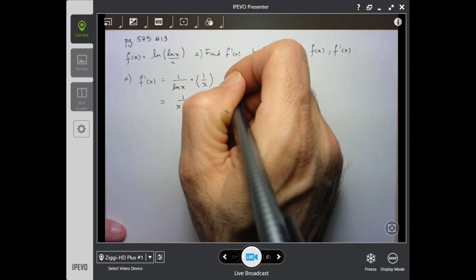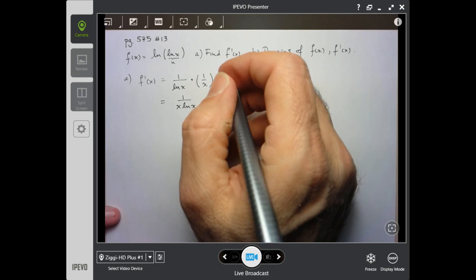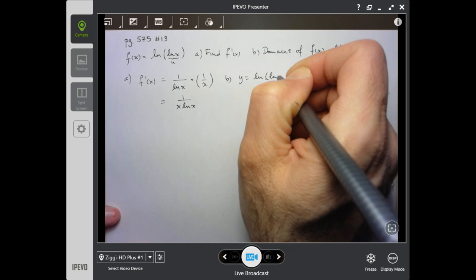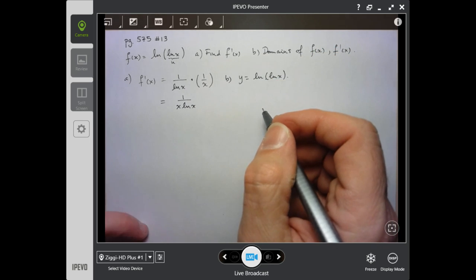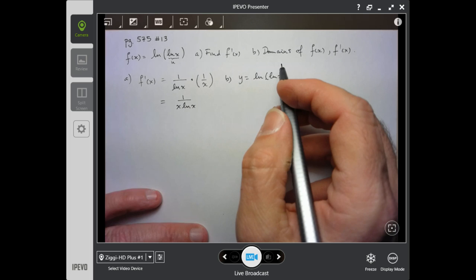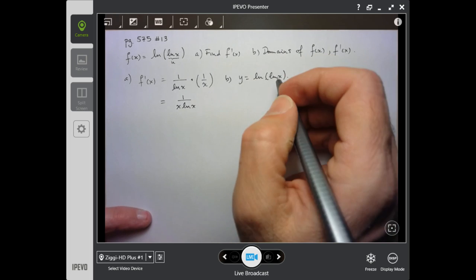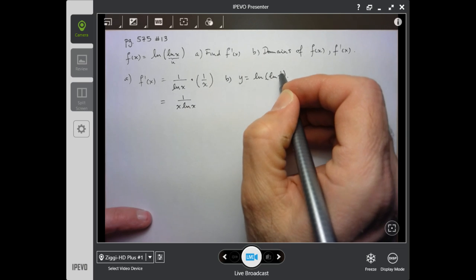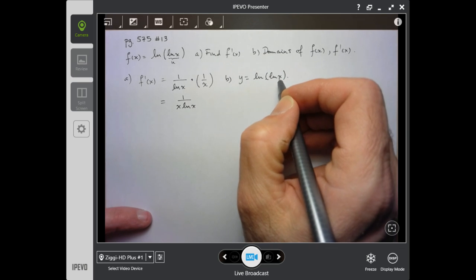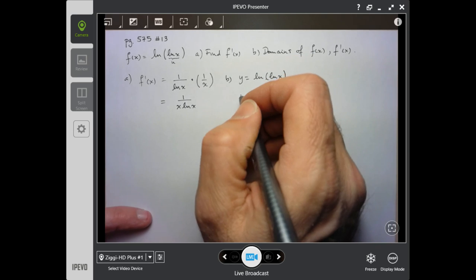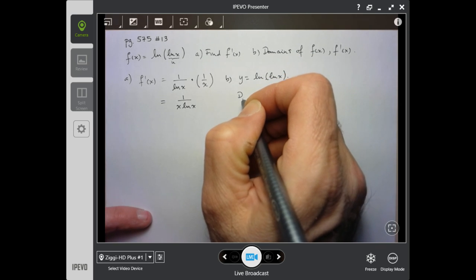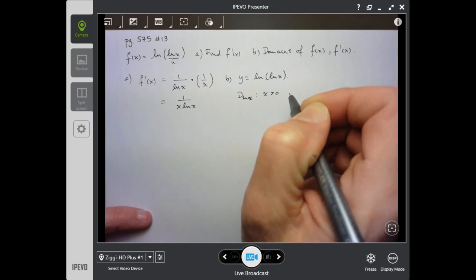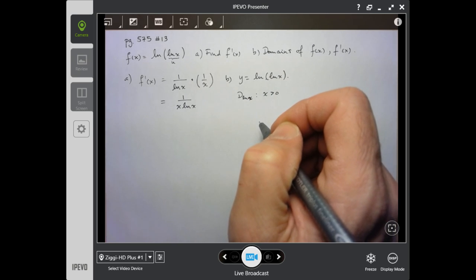Let's take a look at the domains here. If we take a look at the original function, y equals ln of ln x, we have to remember what it means to be in the domain of a composite function. It's a two-step process. So x has to be in the domain of the interior function, so it has to be in the domain of ln x. We know that the domain of ln x is just going to be x greater than 0. It's only defined for values greater than 0.